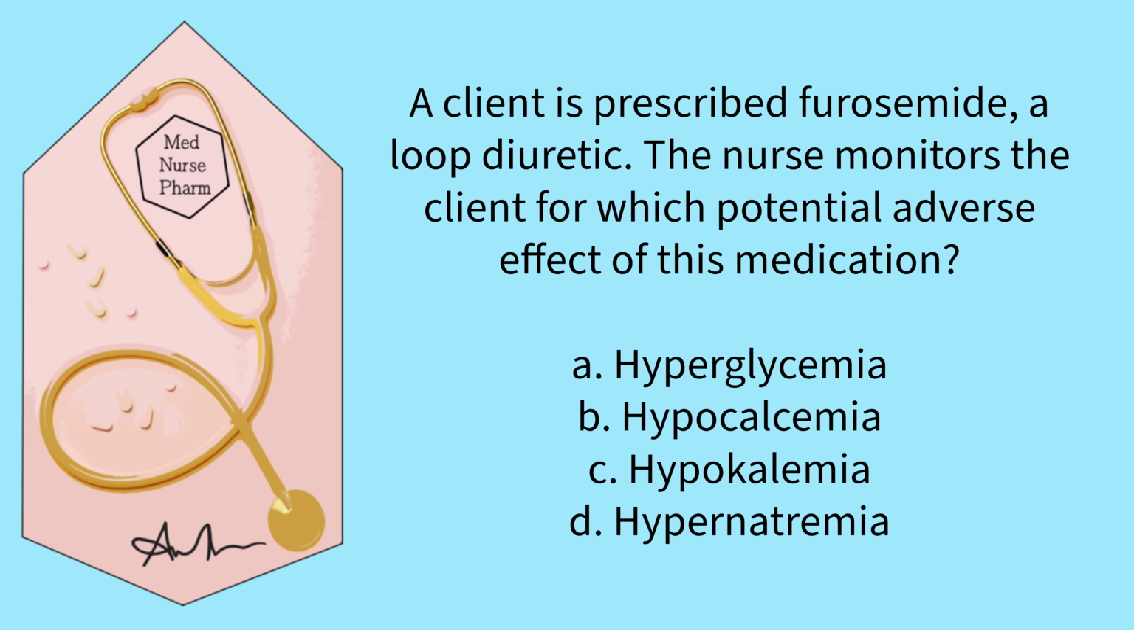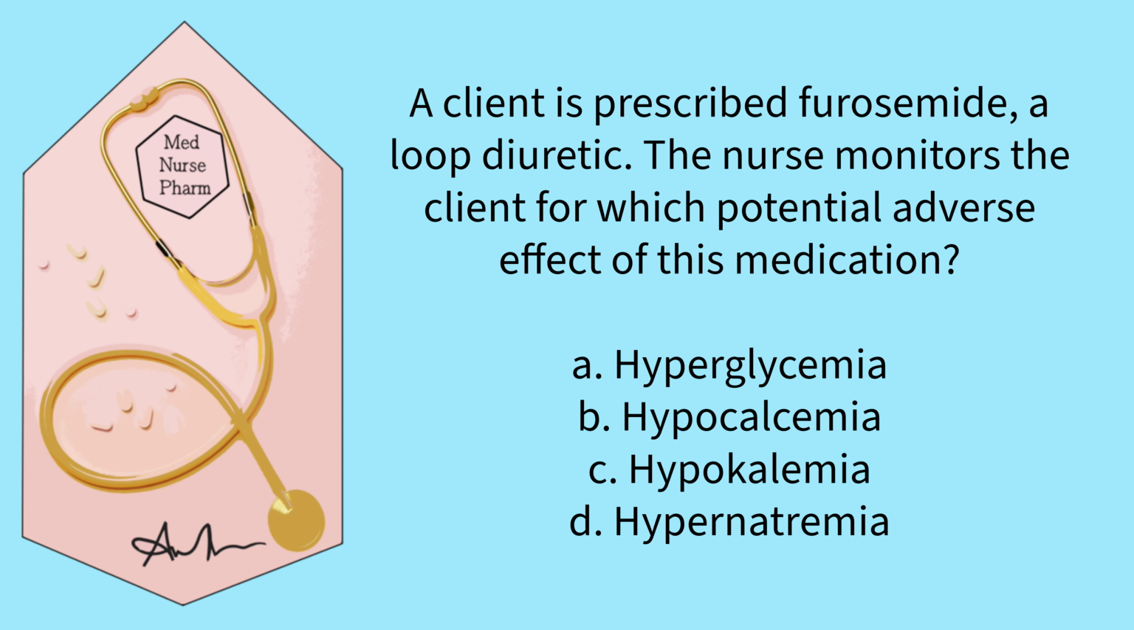A client is prescribed furosemide, a loop diuretic. The nurse monitors the client for which potential adverse effect of this medication: A, hyperglycemia; B, hypocalcemia; C, hypokalemia; D, hypernatremia. Pause the video and select your answer. The correct answer is C, hypokalemia.